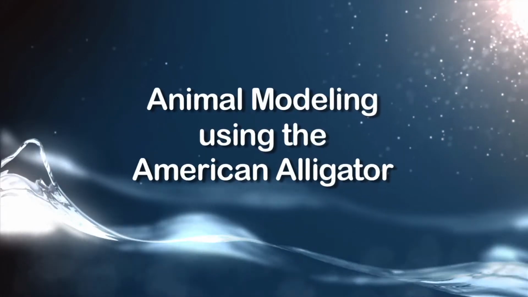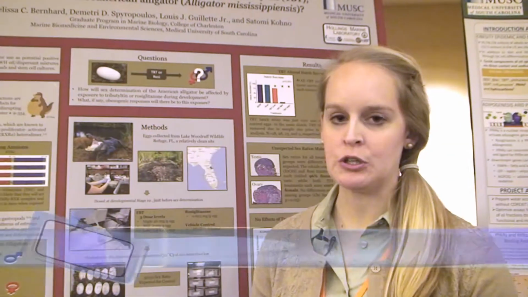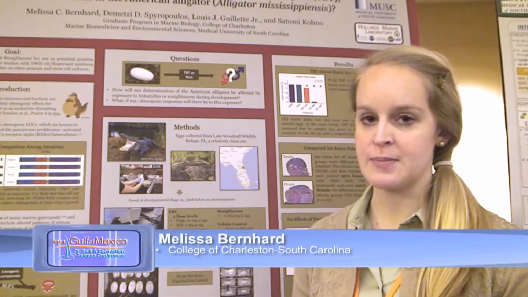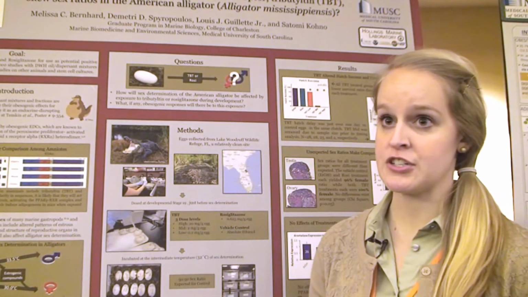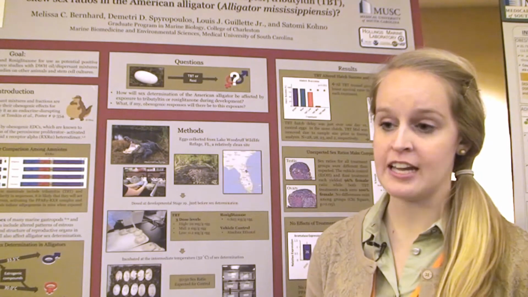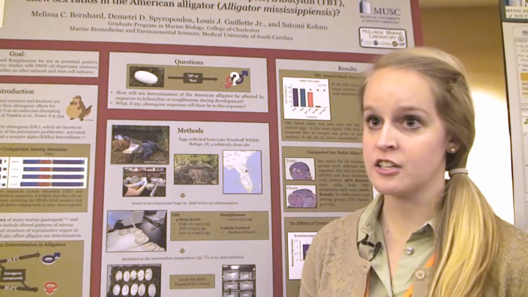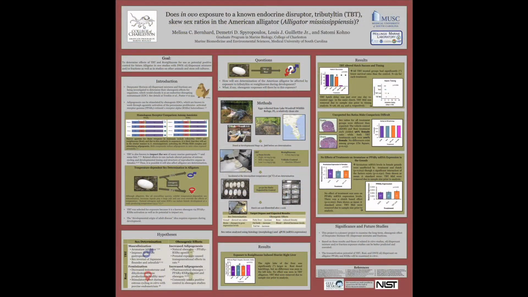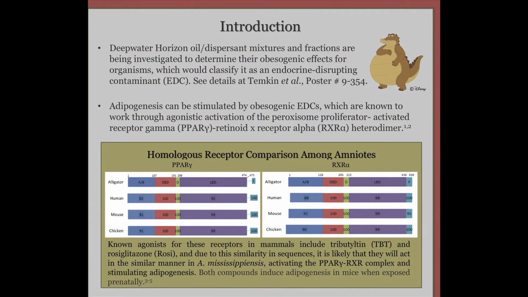We are looking at developing a positive control using an animal model, specifically the alligator, for future exposure studies related to the Deepwater Horizon oil spill. We're looking specifically at endocrine disruption as a mechanism of skewing sex ratios as well as potentially inducing obesity. Some preliminary evidence has suggested that it could be playing a role in that.